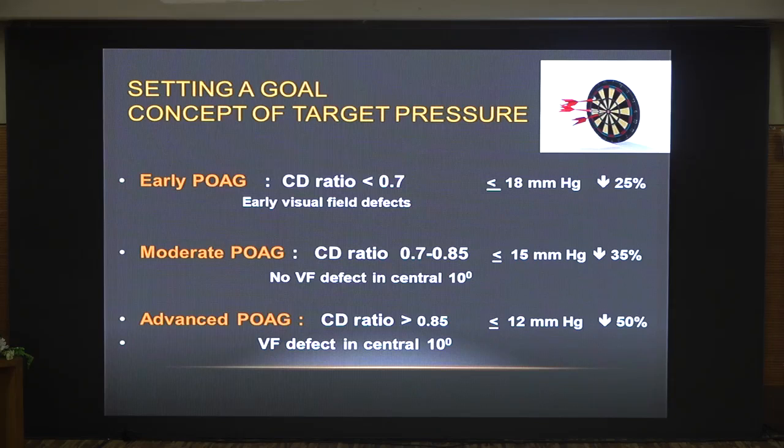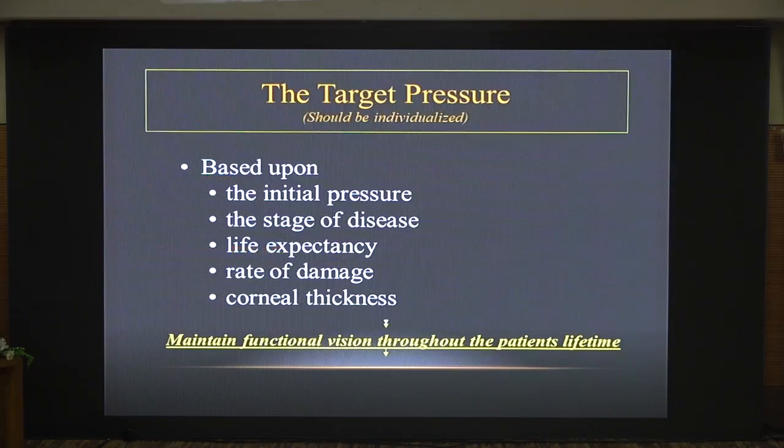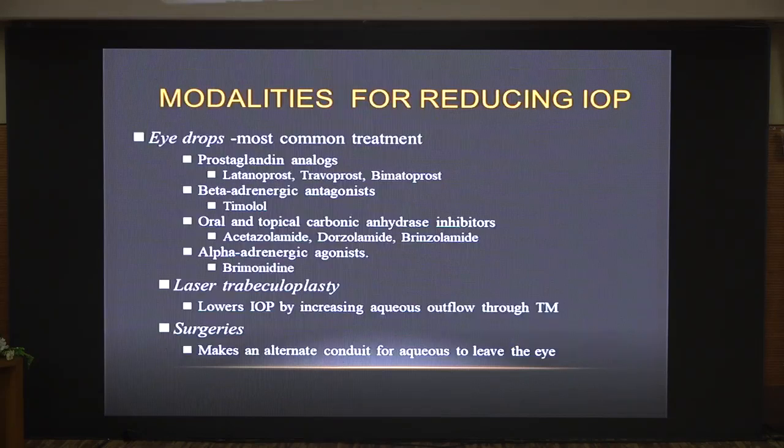So obviously there is no such formula across which you can say this is what I'm going to do. The target pressure, as you can see, therefore needs to be individualized to the patient sitting in front of you. The main things it is dependent on are the initial pressure, the stage of disease, the life expectancy, the rate of damage, and corneal thickness. And then you need to maintain the functional status of the patient better.